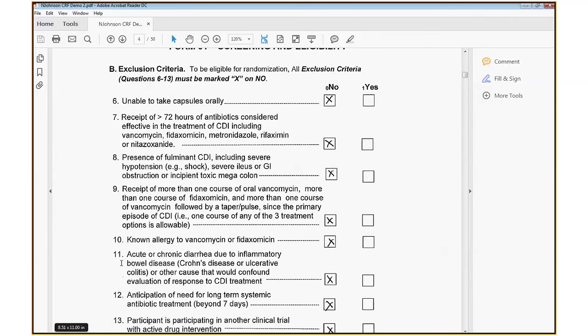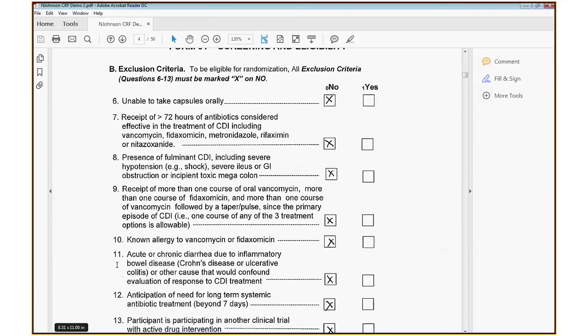Acute or chronic diarrhea due to inflammatory bowel disease or other causes that would confound the evaluation of response to CDI treatment. If we're not able to properly measure their diarrhea or their stool, we cannot track how well the medication has done for them.